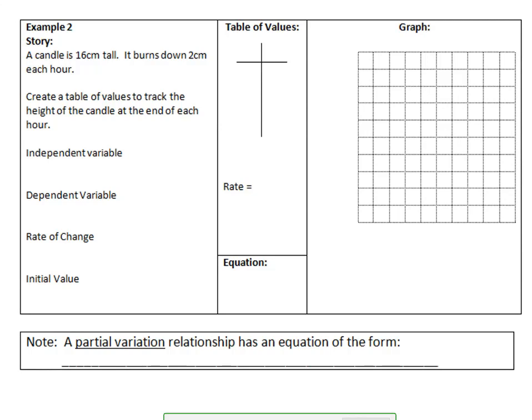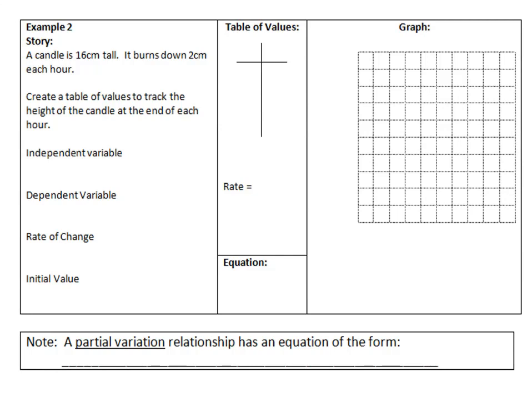In example 2, this is going to work a little bit different. We have a candle that is 16 centimeters tall. It burns down 2 centimeters each hour. Okay, we need to create our table of values, which we have over on the right in the center of this whole thing of our notes. And we're going to track the height of the candle at each hour.